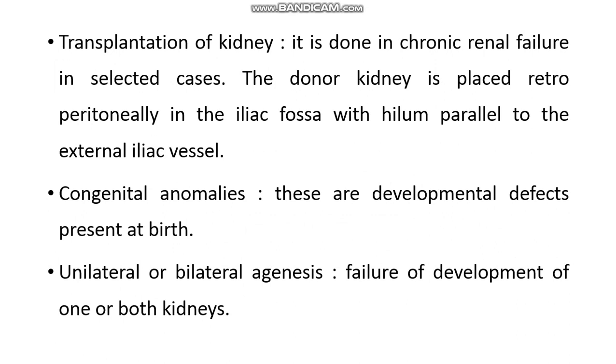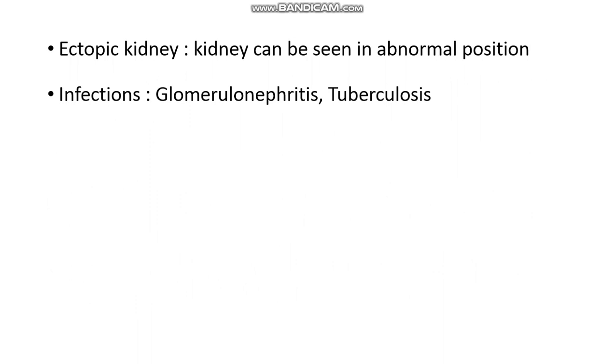Then there are several congenital anomalies that can be present at the time of birth. Unilateral or bilateral agenesis is mainly due to the failure of development of one or both kidneys. Then ectopic kidney means the kidneys are in an abnormal position rather than the normal position. Then there are several infections also associated with the kidneys, such as glomerulonephritis, tuberculosis and so on.